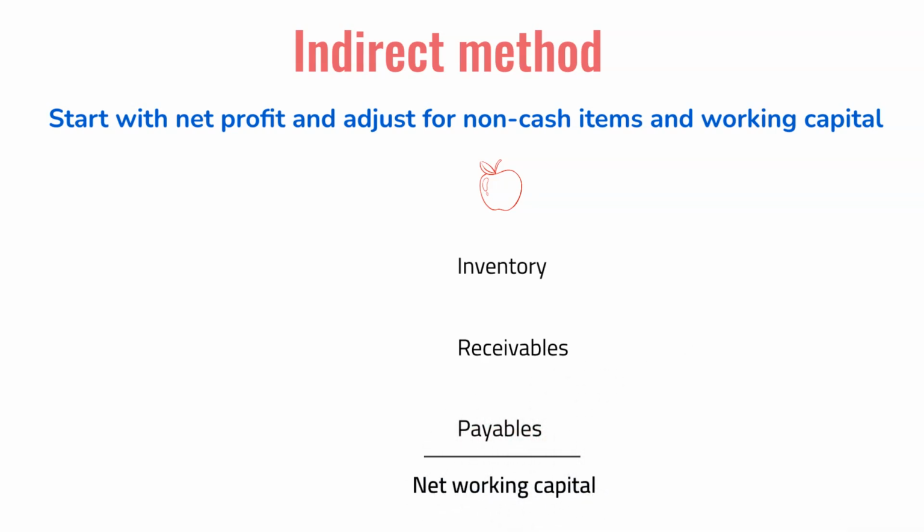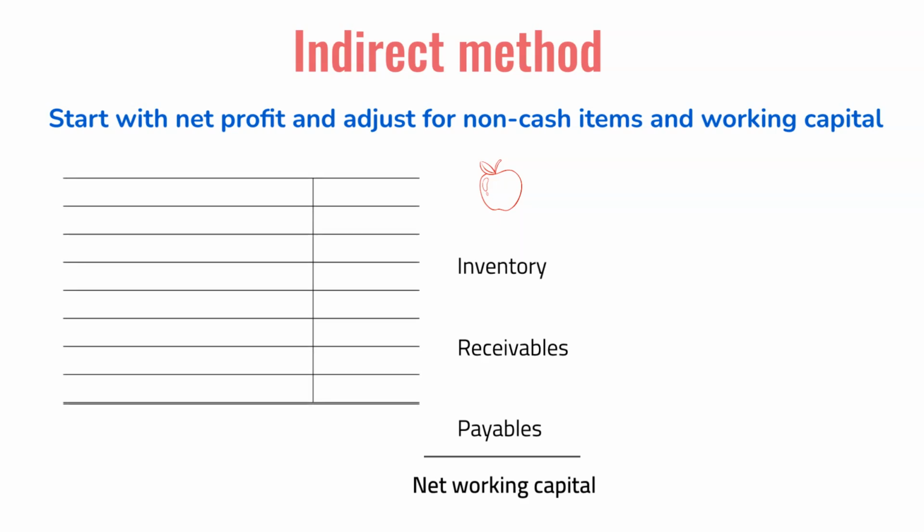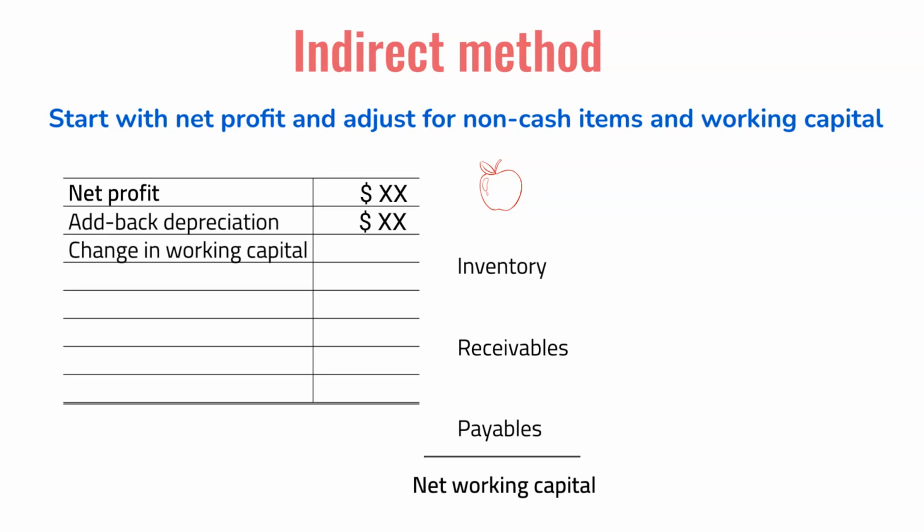If it's positive and increases, that has a negative impact on our cash, as that means we are waiting too long for our customers to pay or to sell off the inventory. The indirect cash flow looks like this. Start with net profit from the income statement. Add back non-cash expenses like depreciation of our truck. They reduced our profits but never touched cash. And now adjust for changes in working capital.